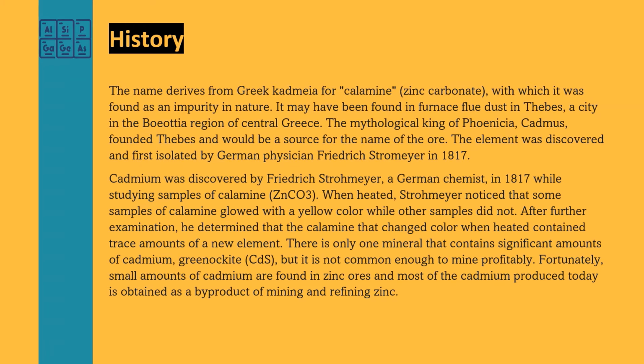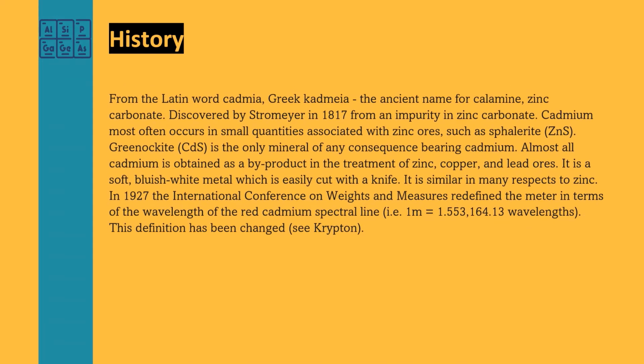There is only one mineral that contains a significant amount of cadmium, CdS, but it is not common enough to mine profitably. Fortunately, some small amounts of cadmium are found in zinc ores, and most of the cadmium produced today is obtained as a byproduct of mining and refining zinc. From the Latin word cadmia, Greek cadmia, the ancient name for calamine, zinc carbonate, discovered by Stromeyer in 1817 from an impurity in zinc carbonate.